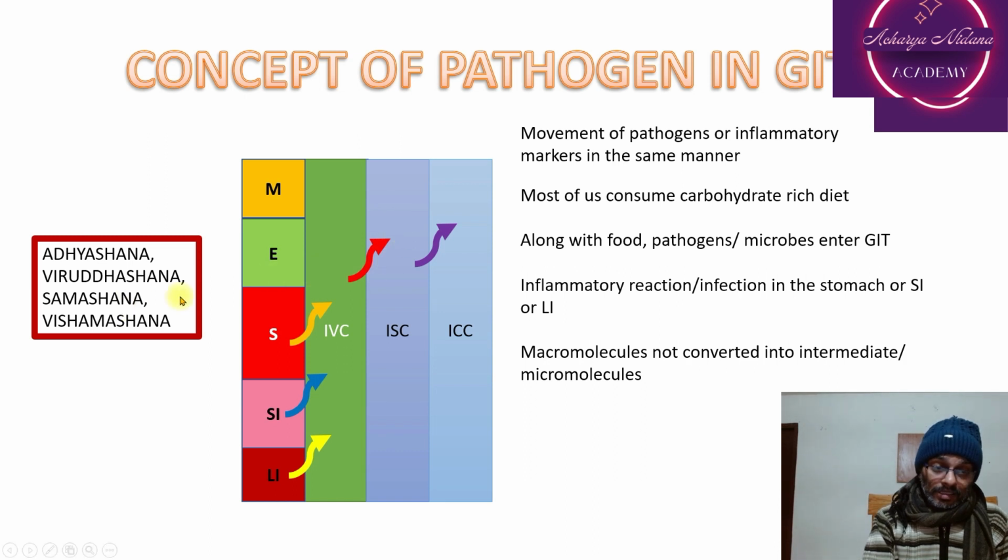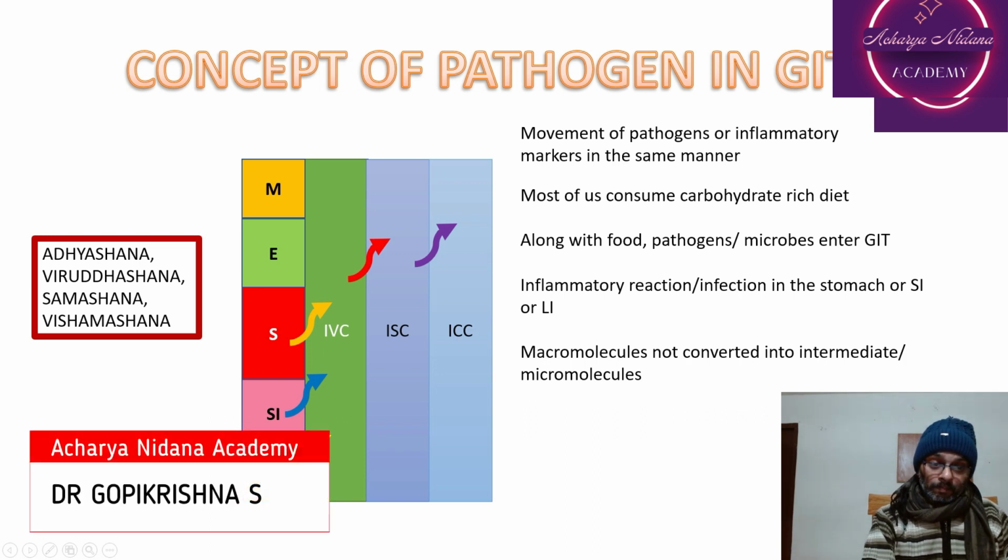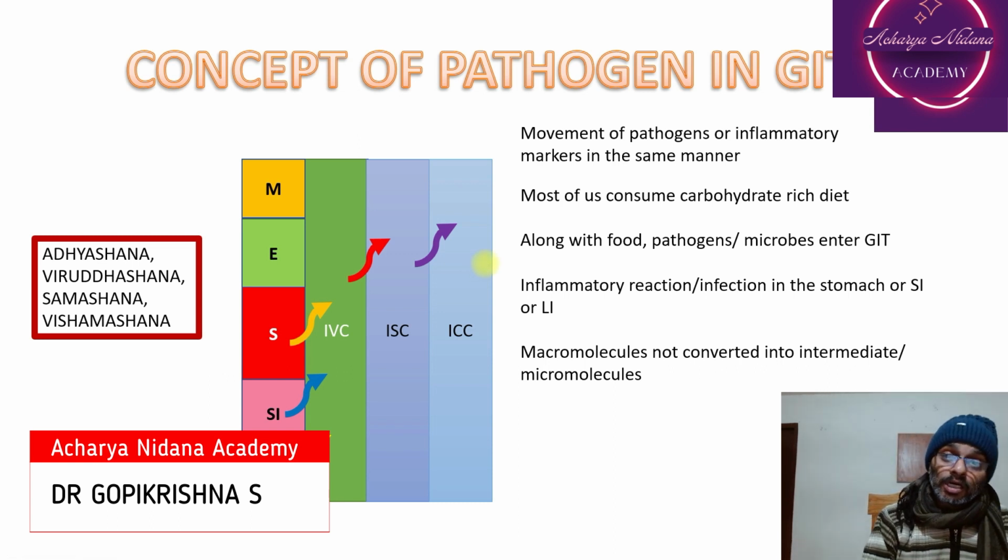From there these may enter into the interstitial compartment as these macromolecules enter the capillaries. From the interstitial compartment, they will be entering into the cells. This is what is actually happening in terms of the mechanism. When you think about the presence of macromolecules or intermediate molecules in the stomach, small intestine, or large intestine, we can say it could be Koshtagata ama. Whereas the macromolecules present in the intravascular, interstitial, or intracellular compartment, we can say it could be Dhatugata ama.